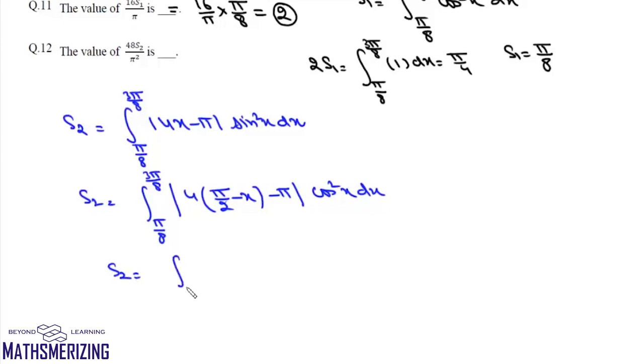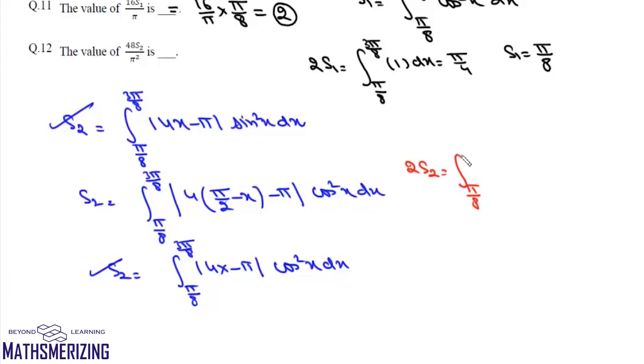So we can write this S2 as this integral from pi by 8 to 3 pi by 8, and then here will be 2 pi minus pi, so there'll be pi minus 4x. And since it is a mod sign, we can write this as mod of 4x minus pi times cos square x dx. Now, if we add these two, we can write 2S2. It will be this integral from pi by 8 to 3 pi by 8, and then sin square x plus cos square x will be 1, and it will be this mod of 4x minus pi dx.